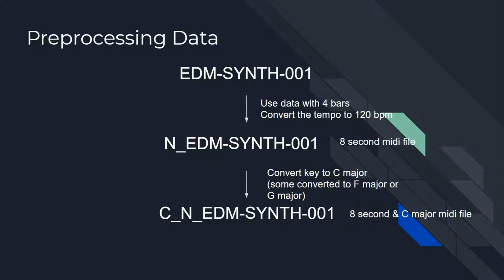For each file, we'll first read them and we'll only use the files with 4 bars, and we'll convert the tempo of each file to 120 BPM, and then we get the normalized EDM synth data with 8 seconds each. Then we'll convert the key to C major, but the function we use has some error rate, so some of them will be converted to F major or G major. After that, we'll get our C major normalized EDM synth files, all 8 seconds and C major.